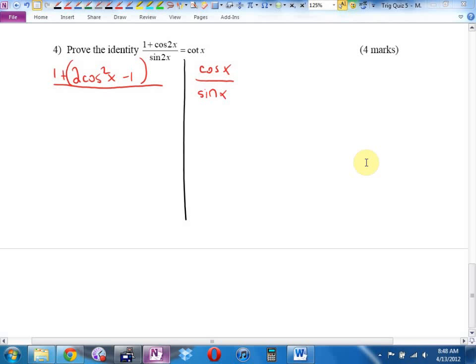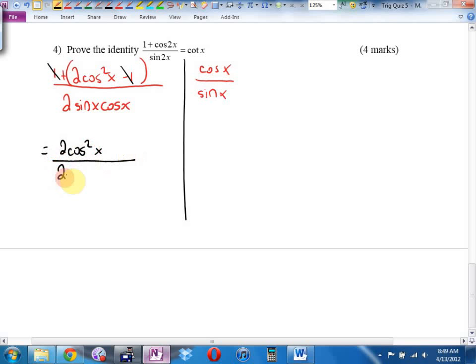Hey, what'd you do for the bottom? Yeah, this one's a little more stuck with it. How's that help? Well, on the top, I get 1 take away 1. Yay! And I end up with 2 cos squared x all over 2 sine x cos x. Can I cancel? Is it factored? It is, because there's no plus signs or anything in there. That means it's all timesing, so it is factored.